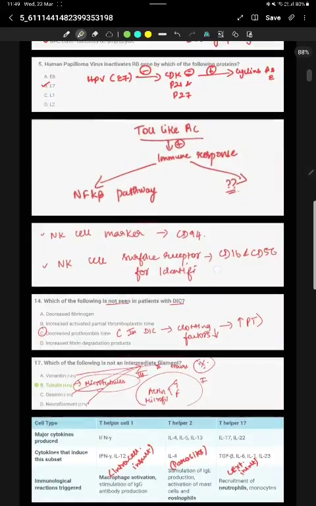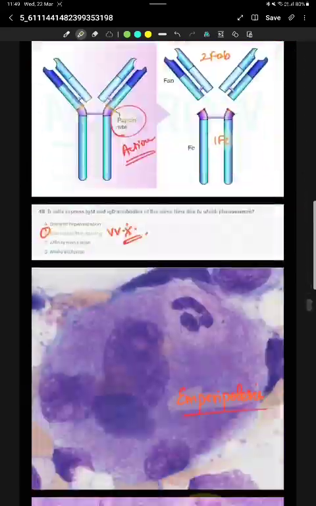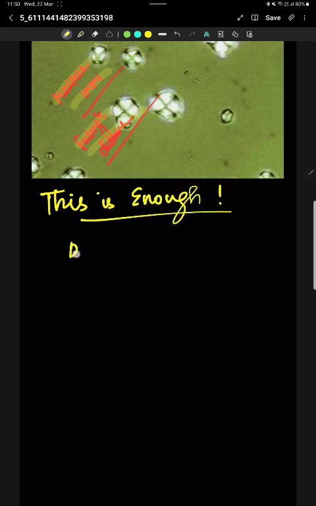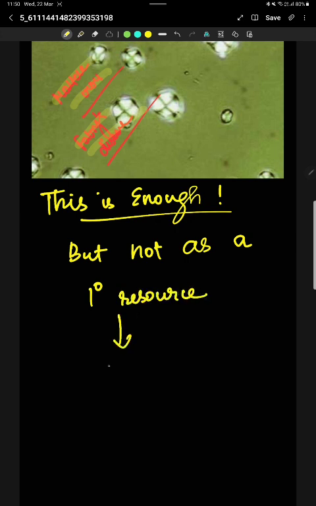So you may wonder, will it be enough? You will definitely want to know, will it be enough for your general pathology? Okay, this is enough, but not as a primary resource. Final revision material.